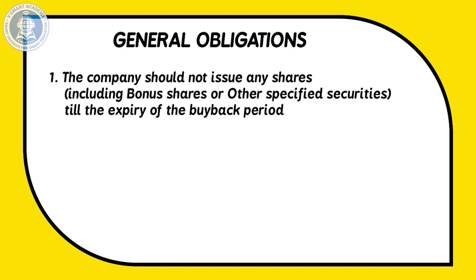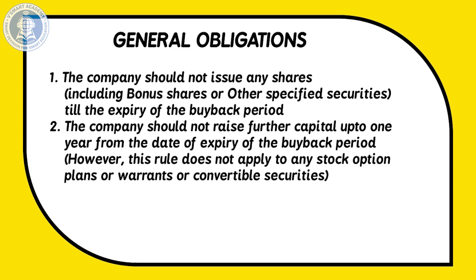General obligations are the conditions that the company should meet during the buyback and after the buyback. Let's take a look at those general obligations. The company should not issue any shares, including bonus shares or other specified securities, till the expiry of the buyback period. The company should not raise further capital up to 1 year from the date of expiry of the buyback period. However, this rule does not apply to any stock option plans or warrants or convertible securities.